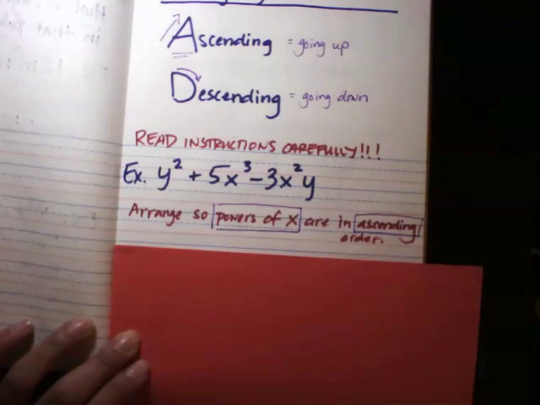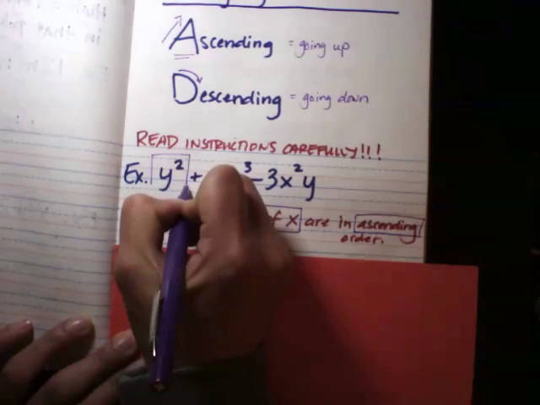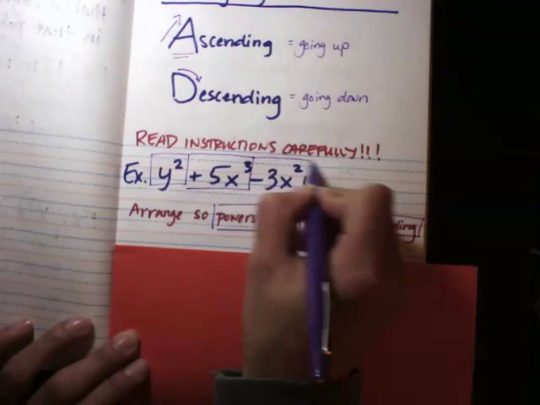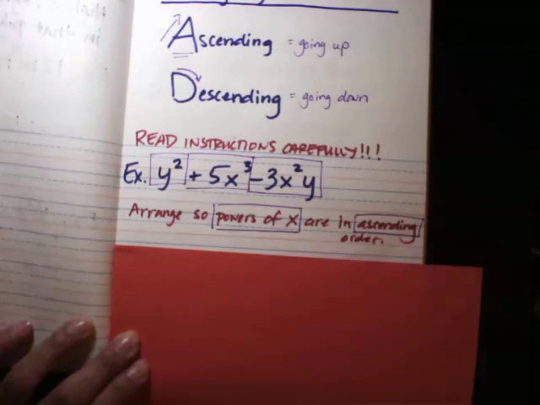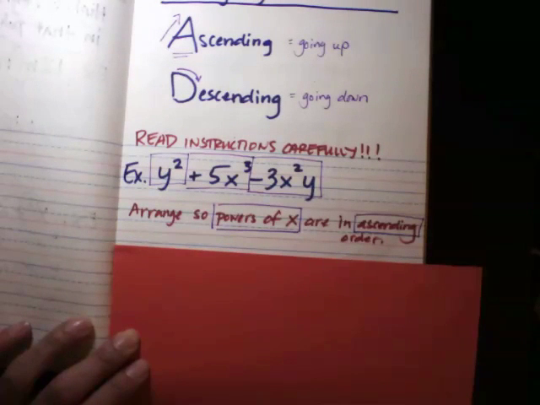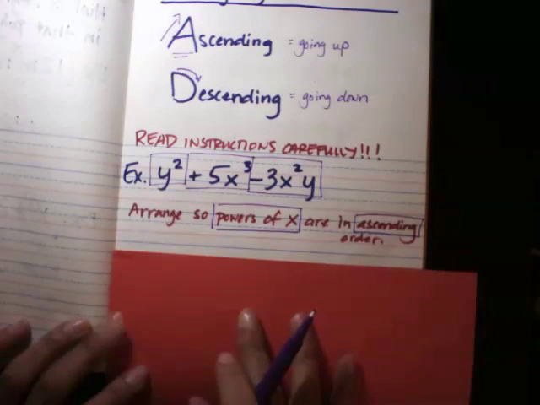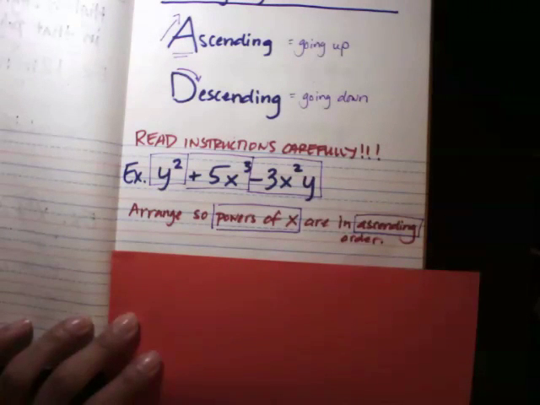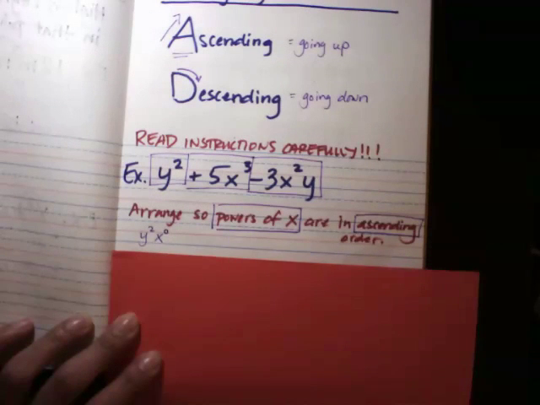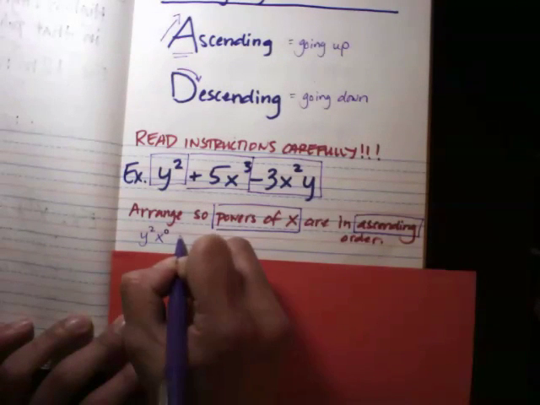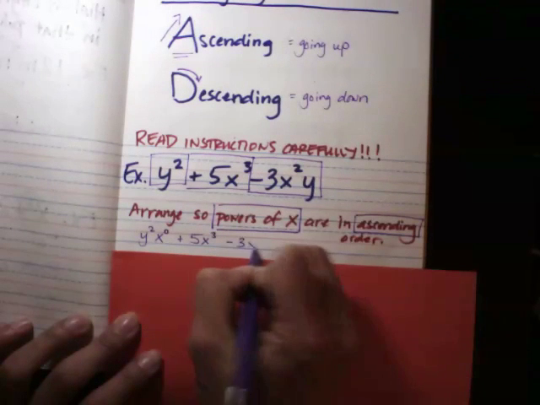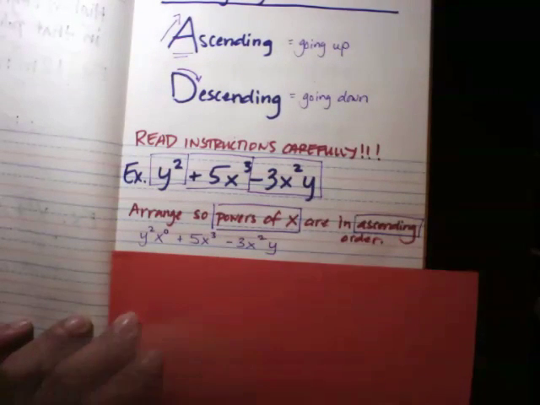Okay, so take a look at these terms. You have y squared. You have a positive 5x to the third, you have a negative 3x squared y. There are 3 terms here. You're most concerned about the powers of x, okay? So take a look at the first term. What is the power of x in y squared? Well, there is no x. So what you're really seeing is y squared x to the 0 power, okay? Take a look at the second term. You have 5x to the third. And then the last term, you have 3x squared, okay?